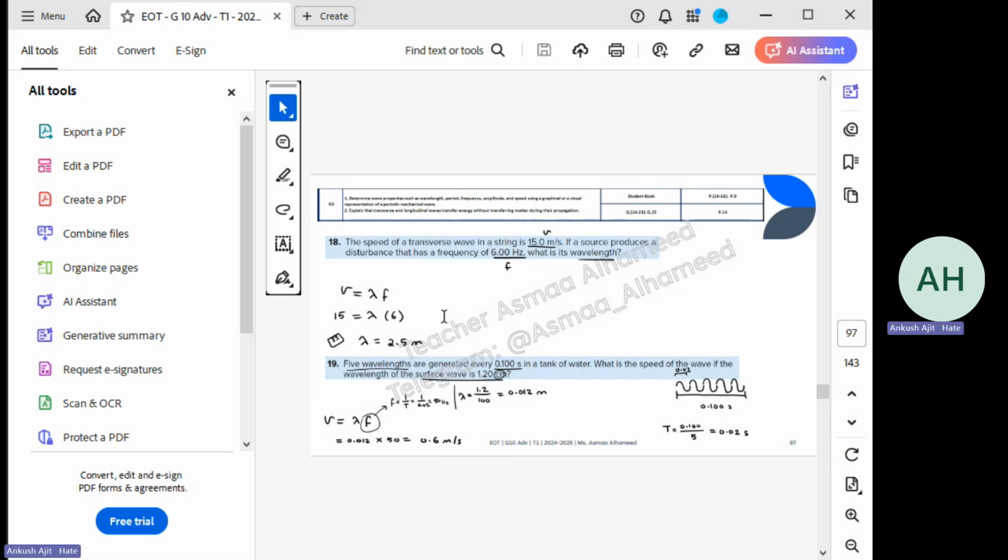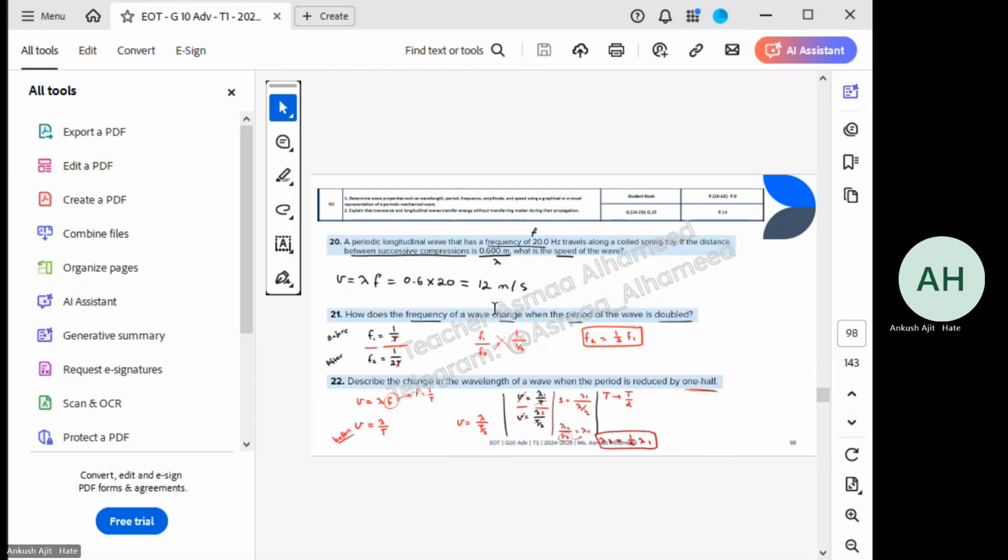The speed of the transverse wave is given to you. The source disturbance period is given. What is the wavelength? Same formula here also: we go to lambda f. Why lambda f? Because f we are replacing by 1 by T. So you can find f as 1 by T and then put it here, that we also can do. f equal to 1 by T. There is the direct formula, lambda f.